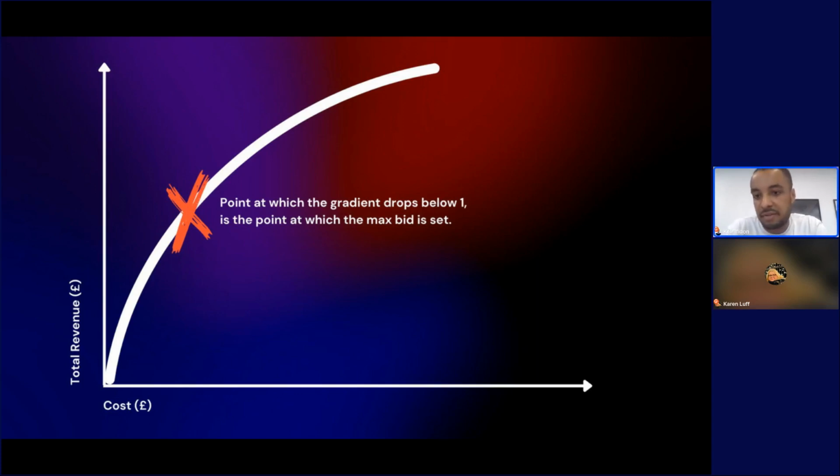I think this graph summarizes it in such a good way. At the bottom we've got the cost, and as the cost increases, the revenue goes up. But always with diminishing returns, you do hit a point where if you keep increasing the cost, you're not going to net any more revenue. So we've put the point where the gradient drops below 1 as the point where the max bid is set. As you can see on the graph, that's the point where we achieve maximum incrementality.